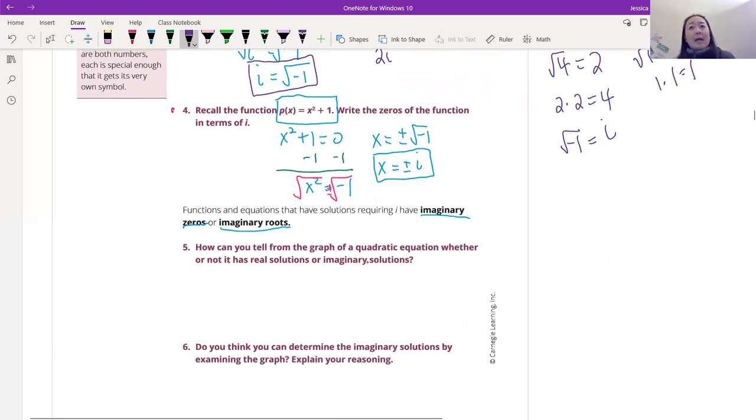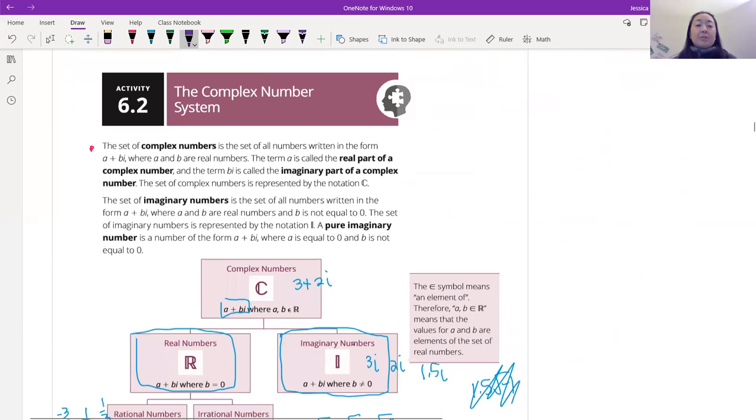Anytime we had square roots of negative numbers, we couldn't do them, and now we can. Happy days. So we call these imaginary roots or imaginary zeros. I underlined those, and we're going to go on a little bit.